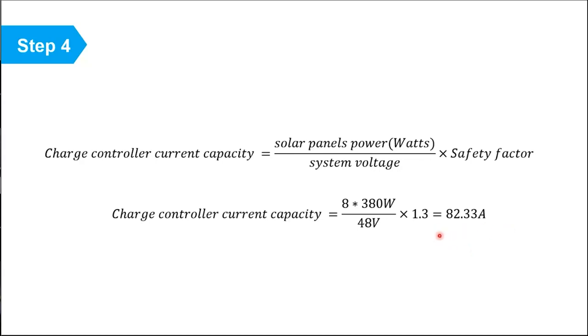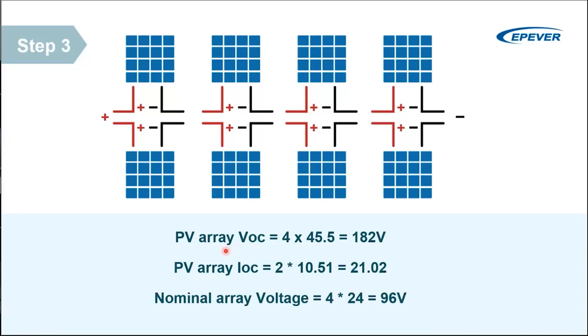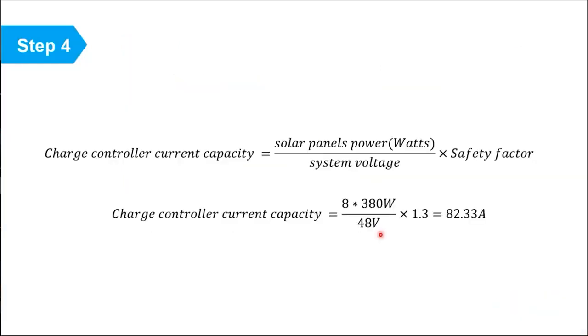That's why we have this coefficient here, and we have 82.33 amp charge controllers. So this charge controller should be able to tolerate the DOC of my array, which is 182, and should have the charging capacity of 82.